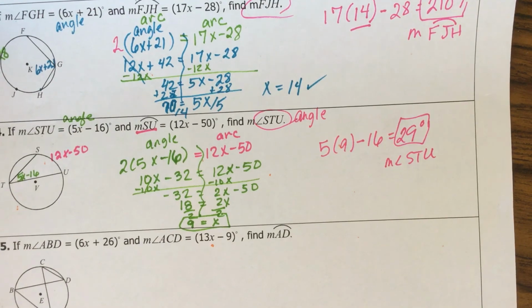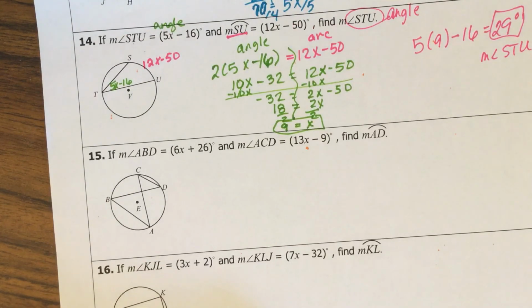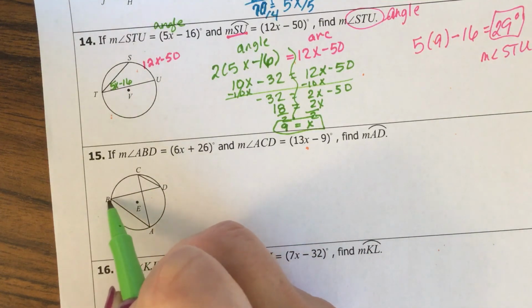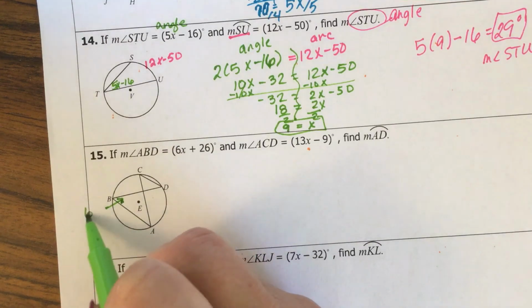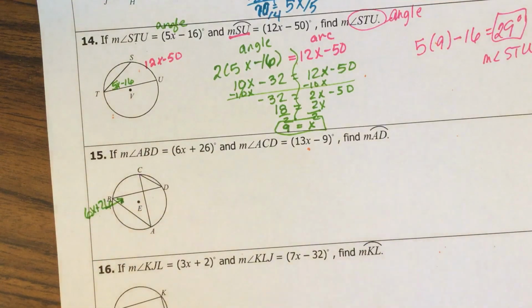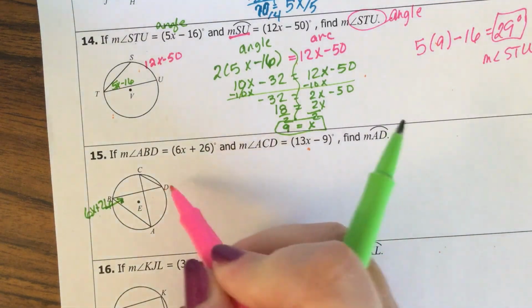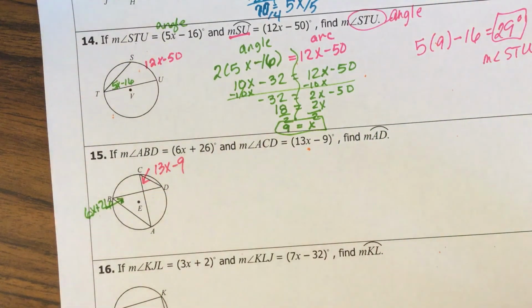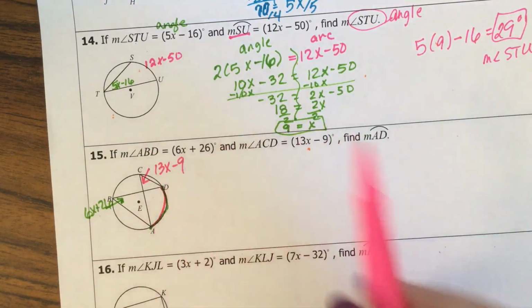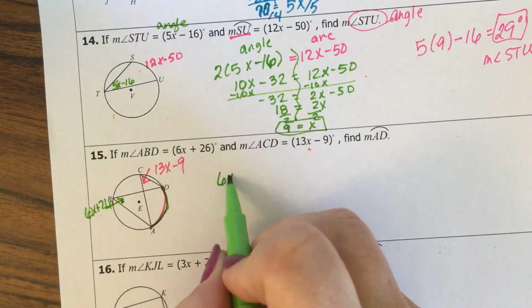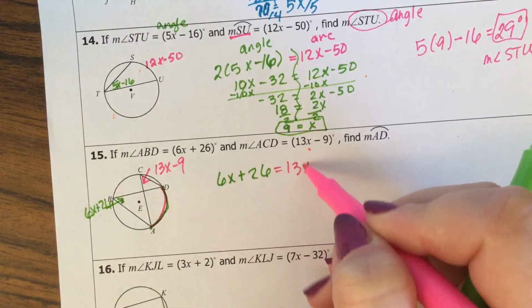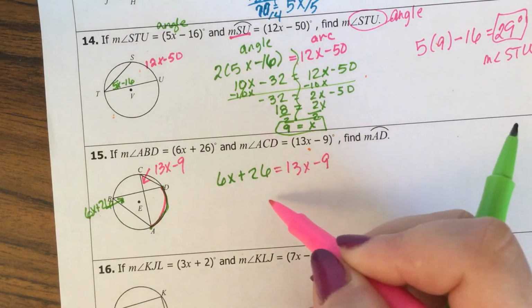Okay, 15 and 16 look a little trickier, but they're actually easier. These two, we're given ABD. So we're given this angle right here, 6x plus 26. And we're given this angle right here, which is 13x minus 9. But the key is that they intercept the same arc. So if we think back to our rule, these have to be equal. So 6x plus 26 equals 13x minus 9. So it makes it pretty easy to solve then.